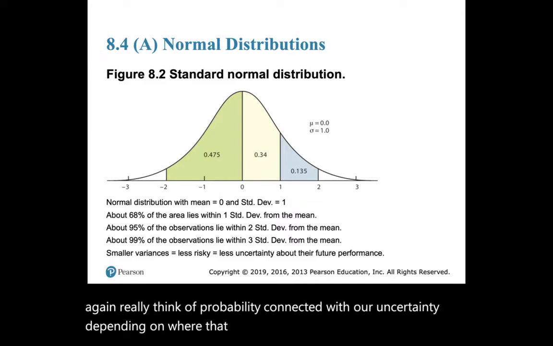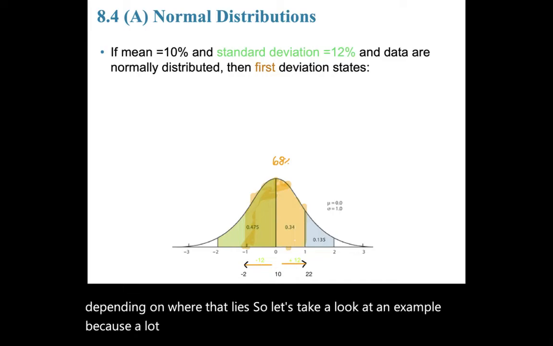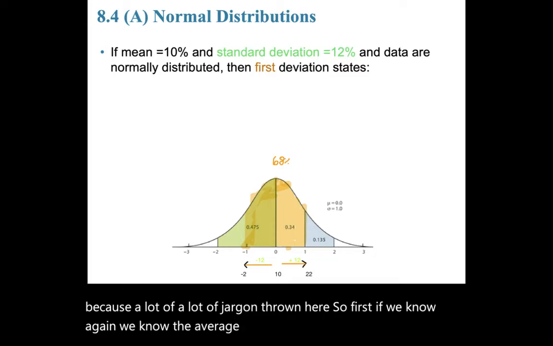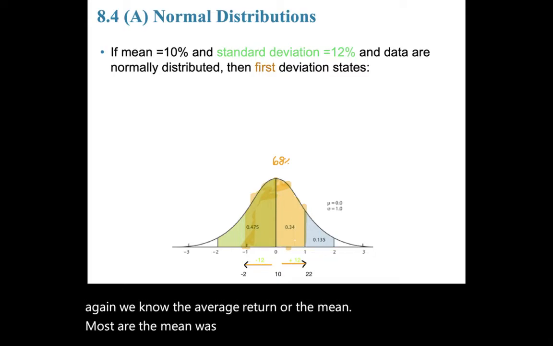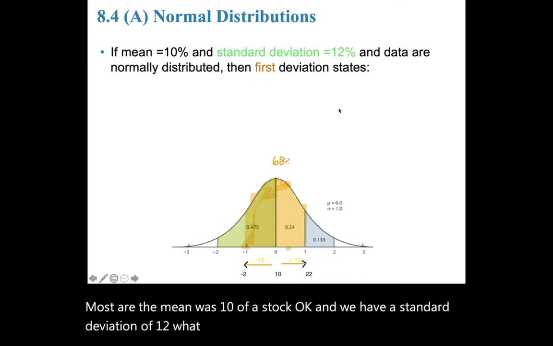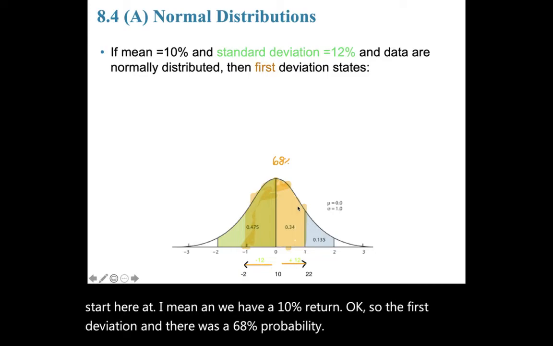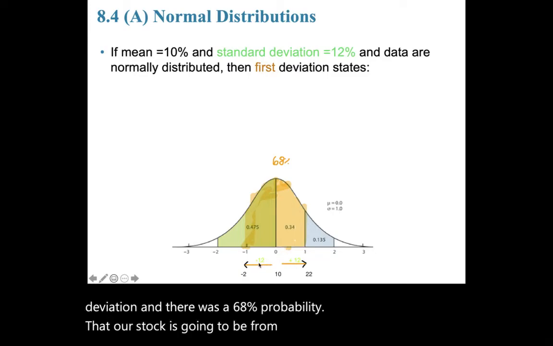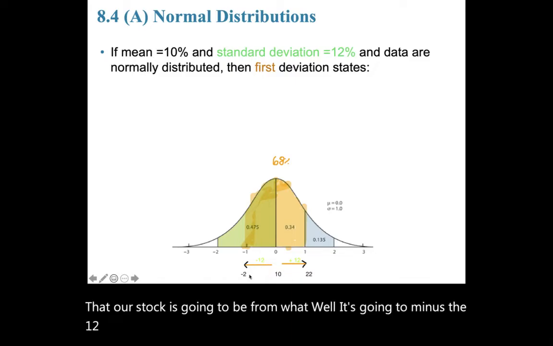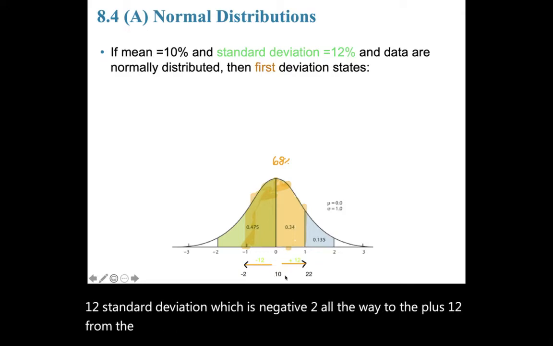So let's take a look at an example, because there's a lot of jargon thrown around here. So first, if we know the average return, or the mean, of a stock was 10%, and we have a standard deviation of 12%, what does that look like on our curve? Well, again, we start here at our mean, and we have a 10% return. Okay, so the first deviation, in other words, the 68% probability that our stock is going to be from what? Well, it's going to be minus the 12% standard deviation, which is -2, all the way to plus 12 from the mean, which is the first standard deviation, up to 22.